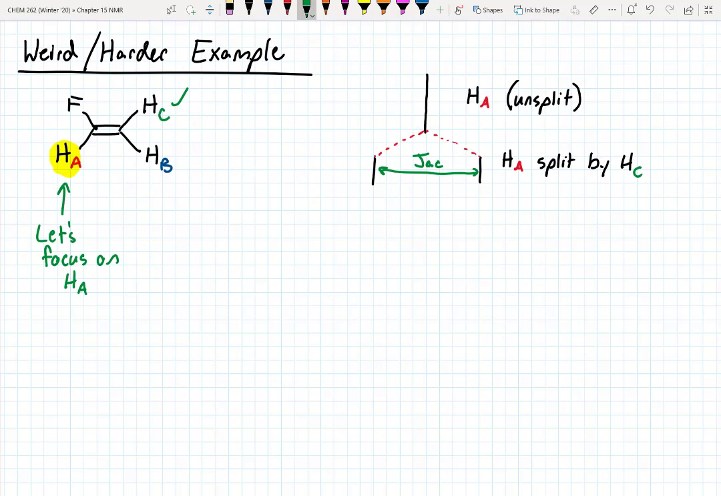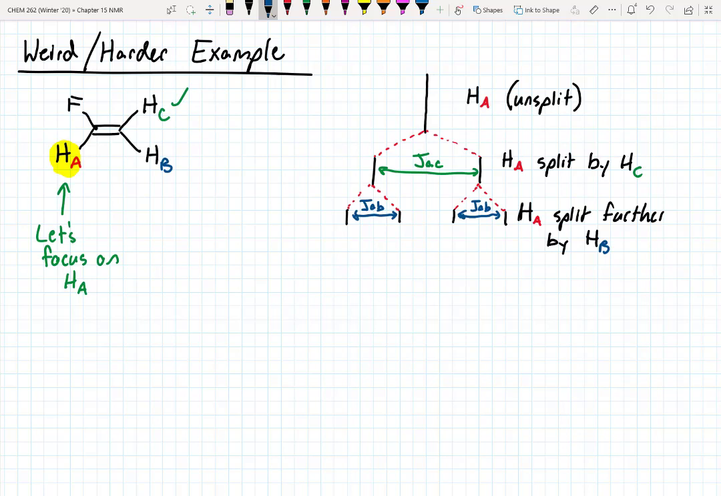HB is different than HC, meaning the magnitude of splitting will also be different. So what happens with this is maybe the magnitude of splitting for this one is a lot smaller, meaning less wide. So we can split it here and here, and then over here, split it there and there. So this would be JAB. In fact, let me change the colors just so we are matching everything here. Does that make sense? So over here we'd say that this is now HA split further by HB.